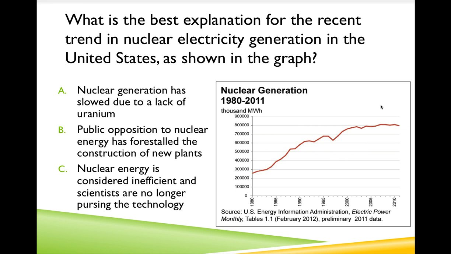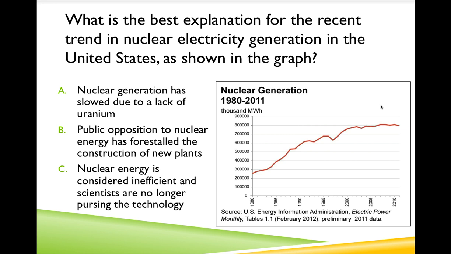Now, I kind of over-explained it, which means this question is going to be very easy for you, but I want to make sure you understand this, and this question is really just to check understanding. All right, so what is the best explanation for the recent trend in nuclear electricity generation in the United States as shown in the graph? Look at the graph and then choose A, B, or C as your best option.